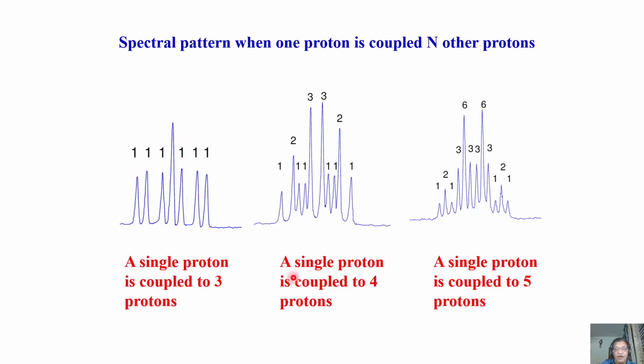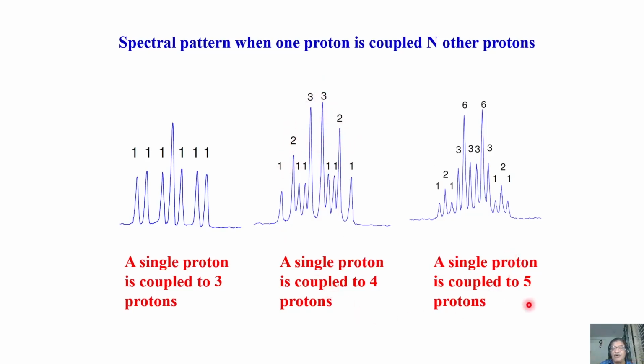When one proton is coupled to 4 other protons, 2 to the power of 4, when 1 is coupled to 4, how many should you expect? 16. Why? You see 1, 2, 3, 4, 5, 8, 11, 12, 13, 15, 16. Some are overlapped. 3 are overlapped here, 2 are overlapped here, 2 are overlapped here.